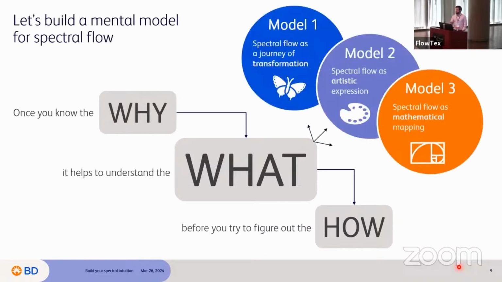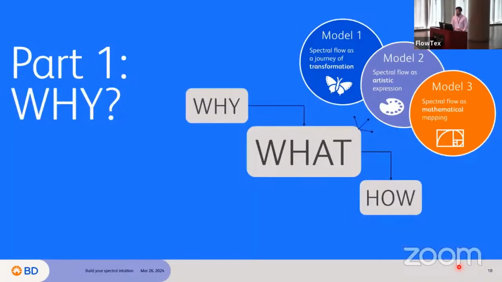And we're going to spend a lot of time talking about 3 different mental models for spectral flow. Thinking about it as a process of signal transformation where we reveal invisible molecular features, thinking about it as a mode of artistic expression, which I'll explain, and then finally thinking about it as a mode of mathematical mapping, the details of which will really resonate with everyone in their post-lunch blood sugar crash.